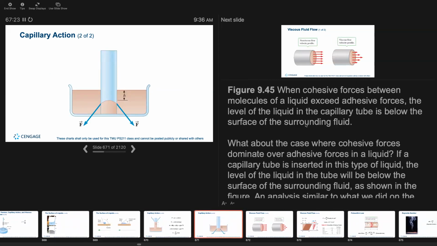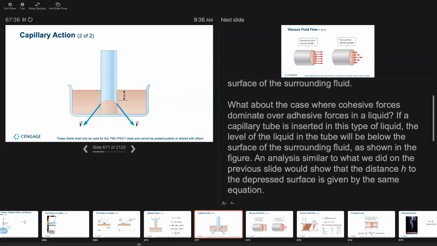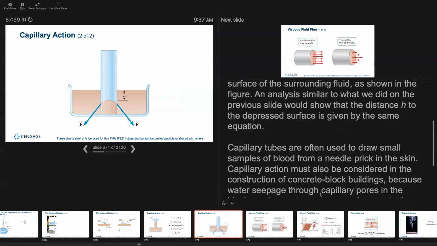In this figure, when cohesive forces between molecules of a liquid exceed adhesive forces, the level of the liquid in the capillary tube is below the surface of the surrounding liquid. What about the case when the cohesive forces dominate over adhesive forces in a liquid? The capillary tube is inserted in this type of liquid. The level of the liquid in the tube will be below the surface of the surrounding fluid, as shown in the figure. Analysis similar to what we did with the previous slide would show that the distance h to the depressed surface is given by the same equation.